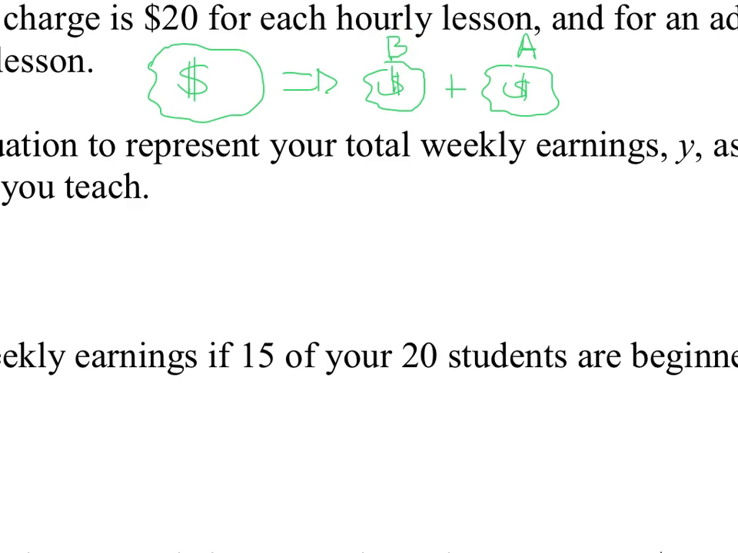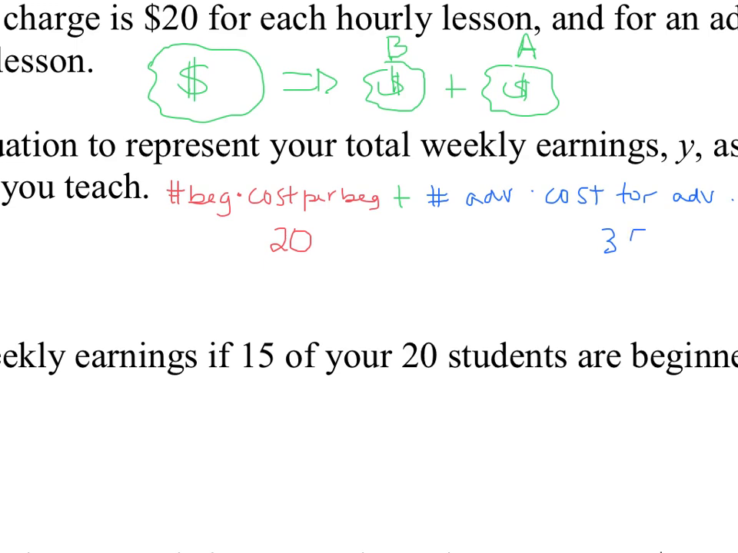So to figure out the money that you'd make off of beginners, you need to know two things. You need to know the number of beginning students and the cost per beginner, and you would multiply. And we're going to add to that the money we make off advanced, and to find that, I would need to know the number of advanced and multiply that by the cost for advanced. And the problem gives you some of this information outright. You know that the cost per beginner is $20. You know that the cost for an advanced student is $35.